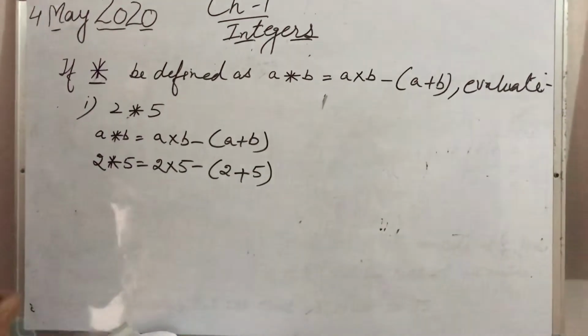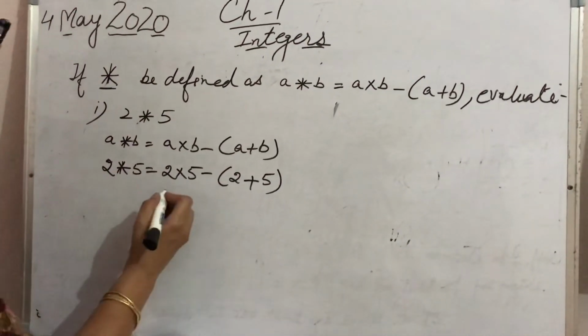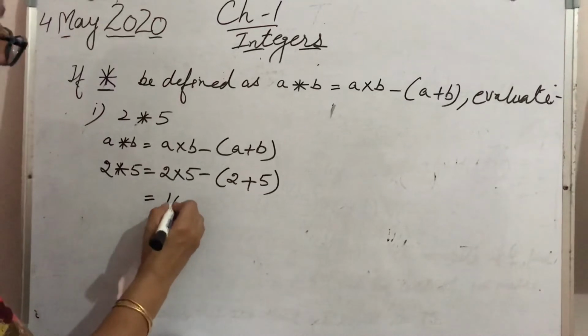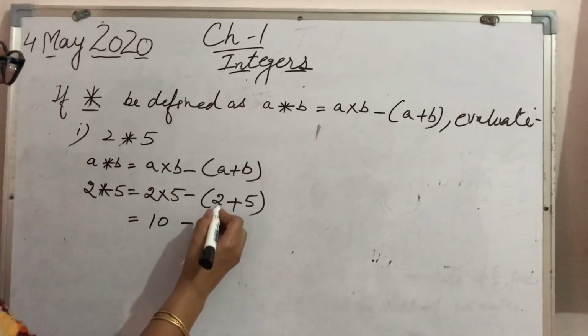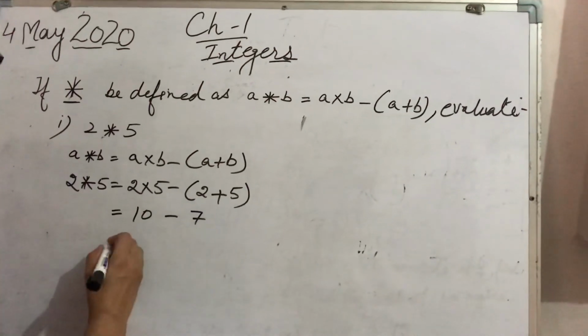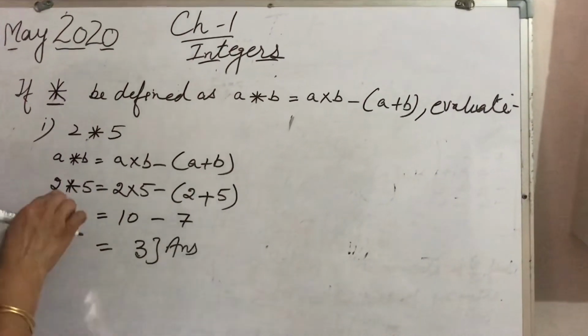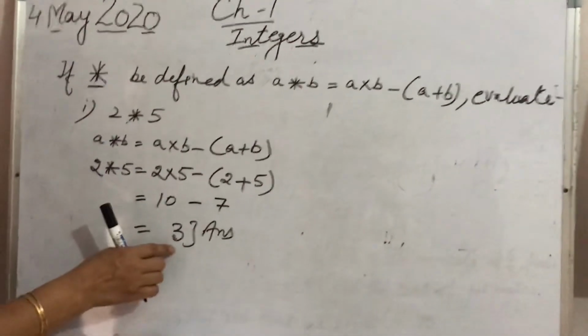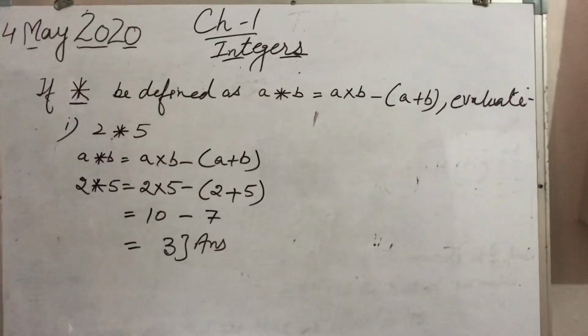Now solve it. Two fives are 10, minus 2 plus 5, which is 7. 10 minus 7 is 3. So the value of this will be 3. This you have to solve. Then the second part of the same.